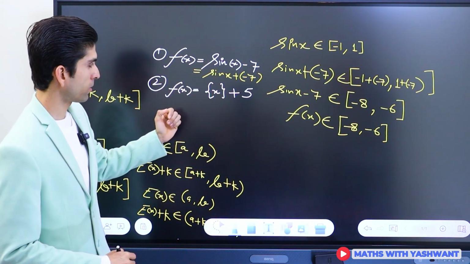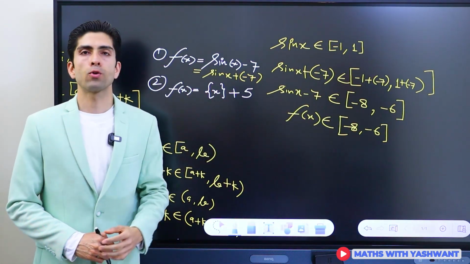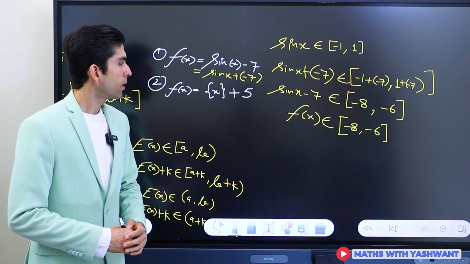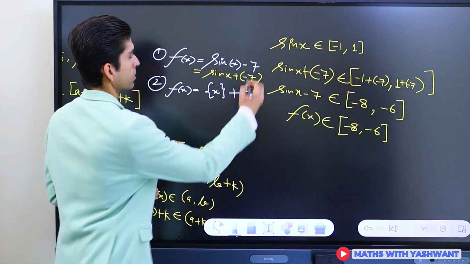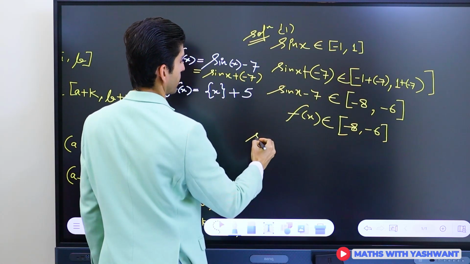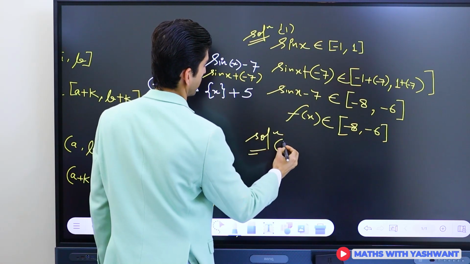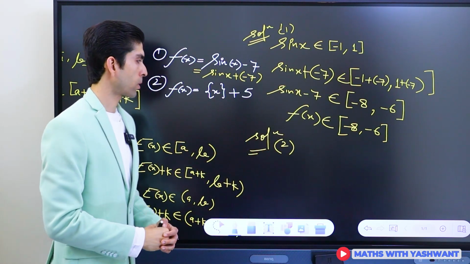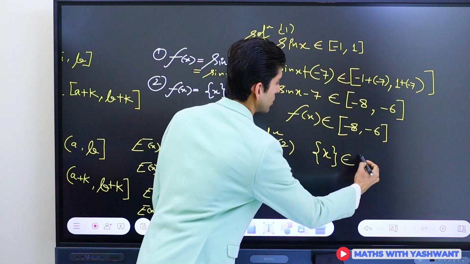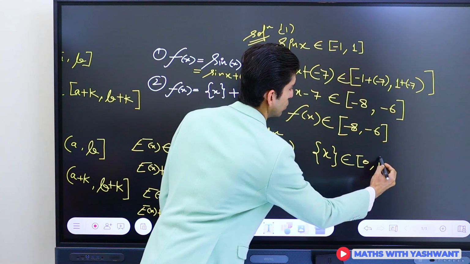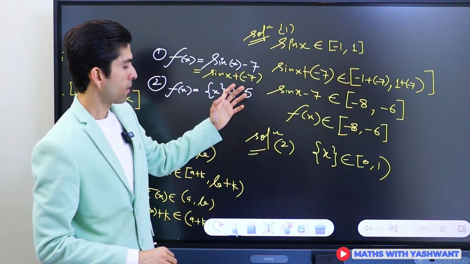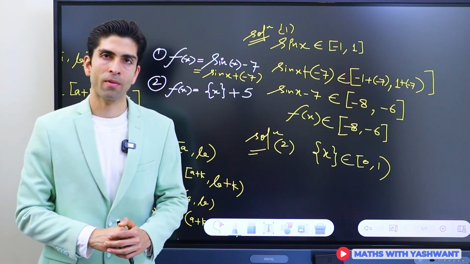The second one we have, this is a fractional part function. Hope you are all aware of this fractional part function. You were taught this in your 11th standard. So for the second question, this is the solution of the first and this is the solution that we are going to do for the second one. So for fractional part of x, its range is closed 0 to open 1. And we have to find the range of fractional part of x plus 5.